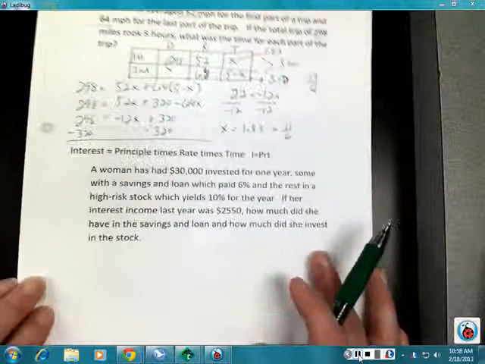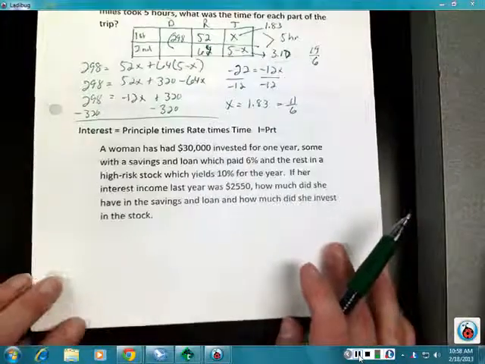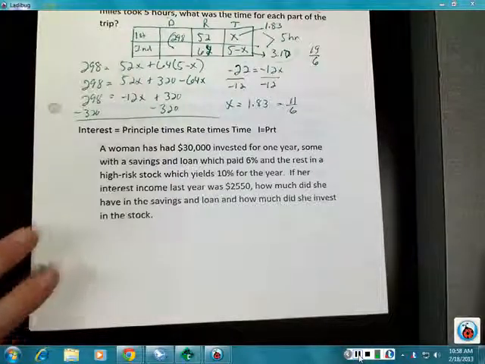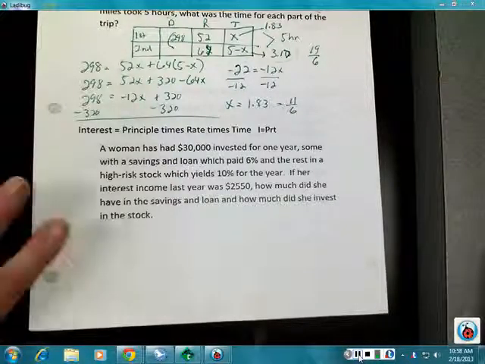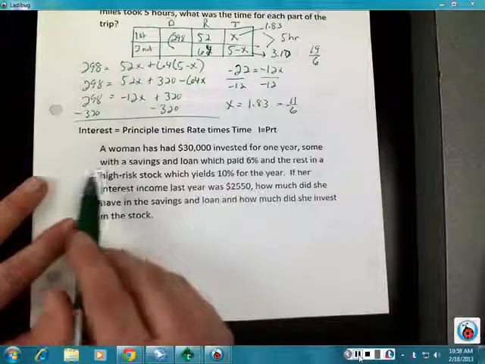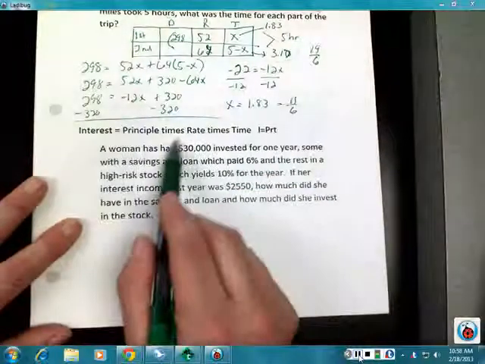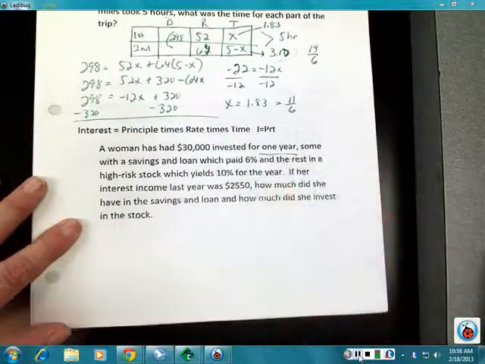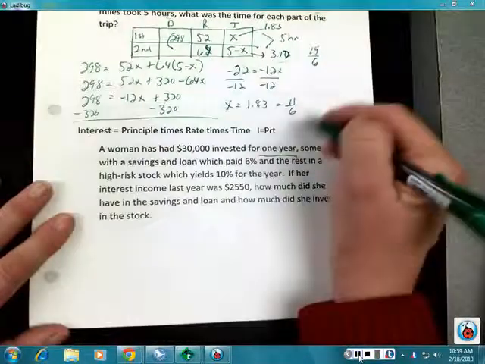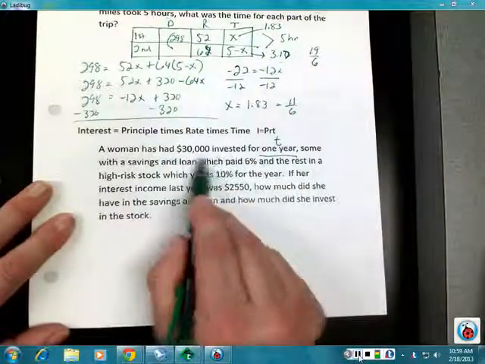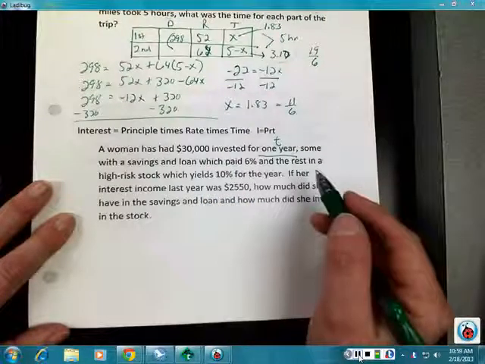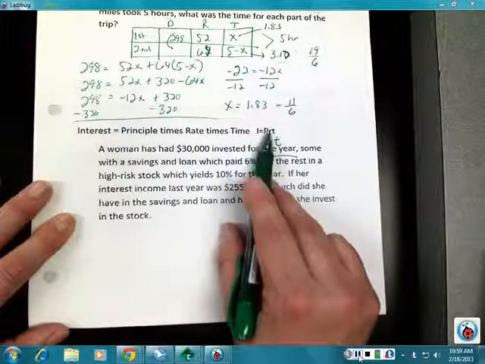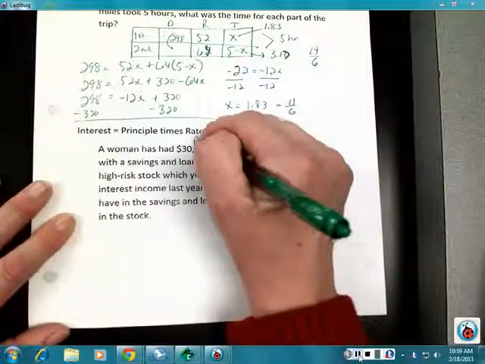Okay. The next one that's in your sheet is this one, and it's interest equals principal times rate times time. So I got 3 pieces of stuff I need to find in here. And it says, a woman has had $30,000 invested for 1 year. So 1 year, what's 1 year in my formula? Your time. What's the 30,000? Do we know? The investment. So that must be interest. Principal is what you invest. So that must be my principal, correct?